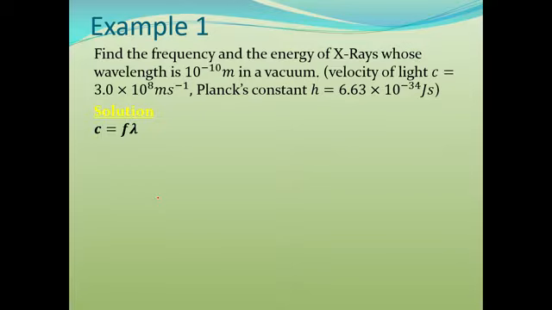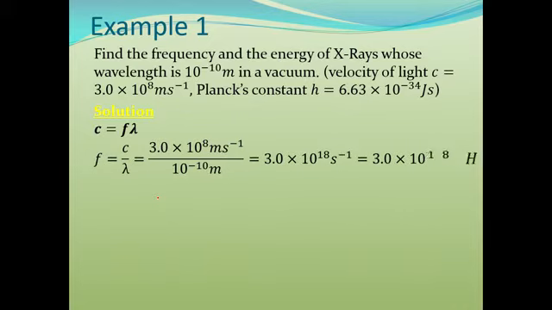So basically, we are looking for frequency and energy. Frequency is found in the formula: the speed of light is equal to the product of wavelength and frequency. That tells us that frequency is equal to the speed of light divided by wavelength, whereby you'll get your frequency as 3.0 by 10 power 18 hertz. Energy is equal to hf from Planck's equation.